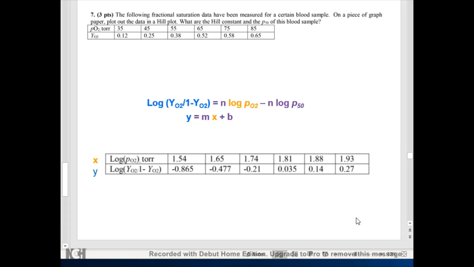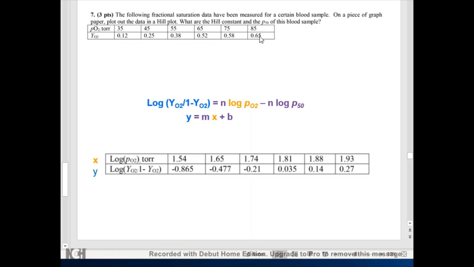Question number 7 in homework 2 asks you to find the Hill constant and the P50 for a blood sample. So this is a practically significant task when you measure the dependence of fractional saturation of a given blood sample or given hemoglobin sample on oxygen pressure. And these experimental data are given in this table.